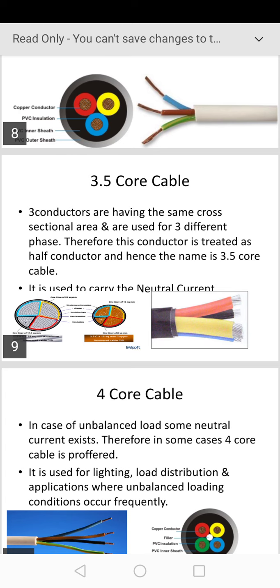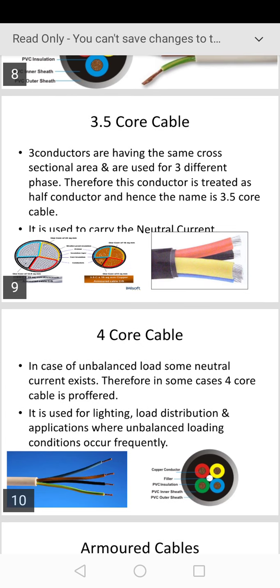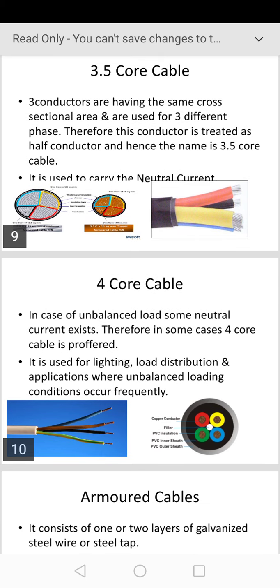4-core cable. In case of unbalanced load, some neutral current can exist. Therefore, in some cases, 4-core cable is preferred. It is used for lighting and load distribution applications where unbalanced loading conditions occur frequently.